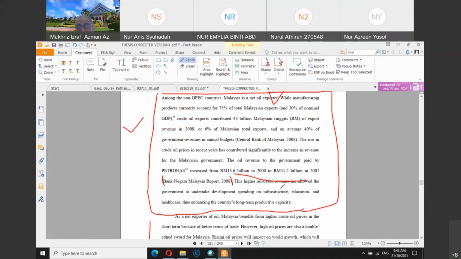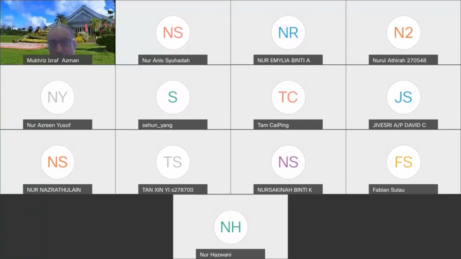So these are a few of the things that I want to highlight when you write your introduction chapter, from general to specific. Any questions at this stage?